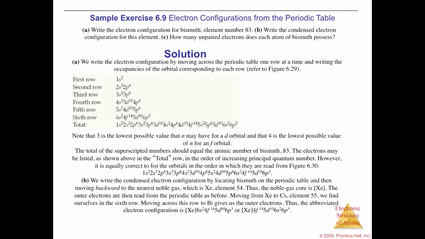The total of the superscripted numbers, if I were to add up all of these superscripts, should equal the atomic number of bismuth, which is 83. The electrons may be listed as shown above in the total row in the order of increasing principal quantum number. However, it is equally correct to list the orbitals in the order in which they are read from the periodic table.